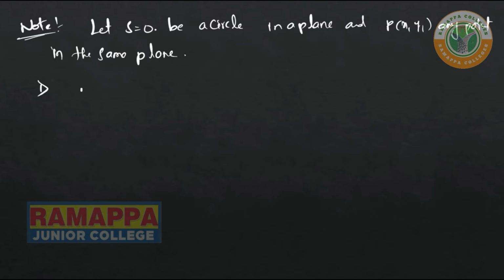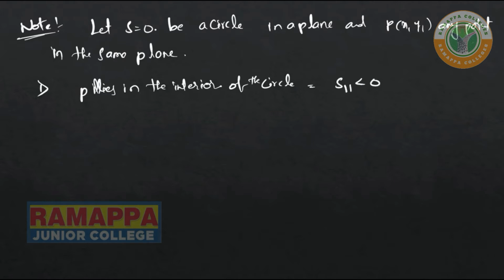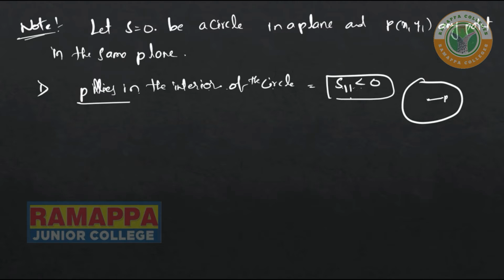First, P lies in the interior of the circle when S11 is less than 0. This condition applies when P lies inside the circle, meaning the point is within this circle. Now let us move to the next one.